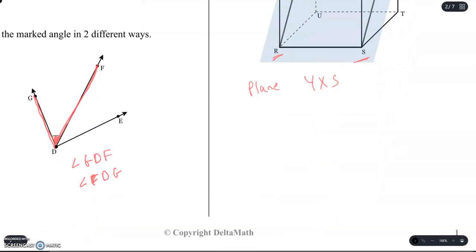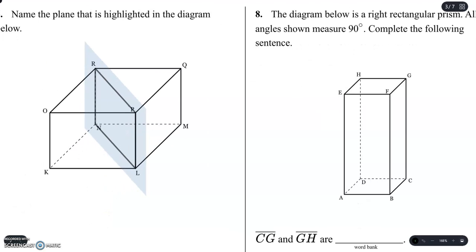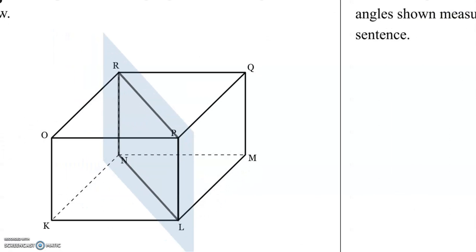All right, here's another example. And it may go through the middle, but it may not. It may be one of the ones on the outside, but you just gotta name the plane. On this one, I'm gonna say, is that a P? Yeah. Plane RPL.